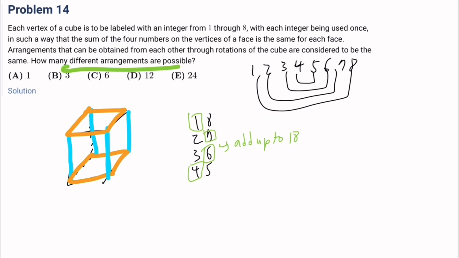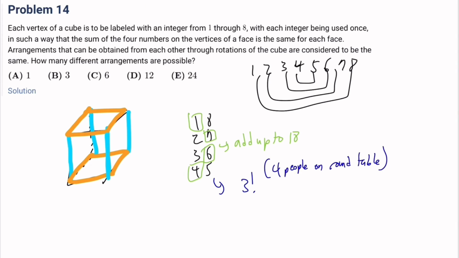So our number of arrangements, is it going to be 1764, or some other way? That's what we have to choose. And now that is going to be equal to 3 factorial, because that's just 4 people on a round table. So this is basically going to be 6, and 6 choices is our answer. It's C.